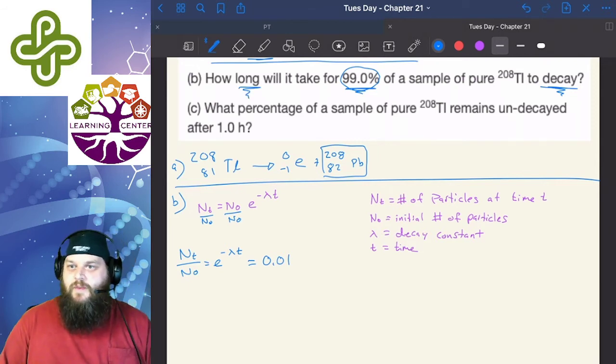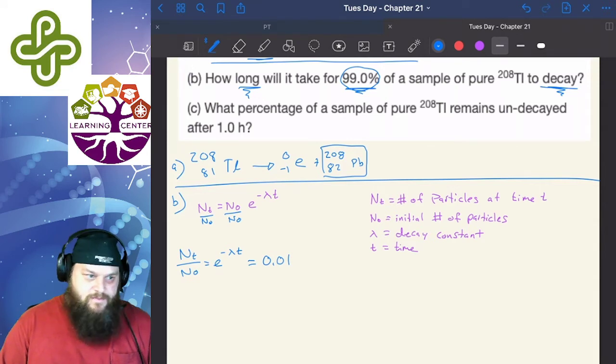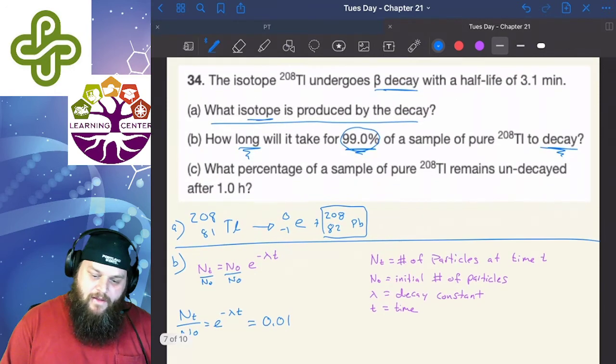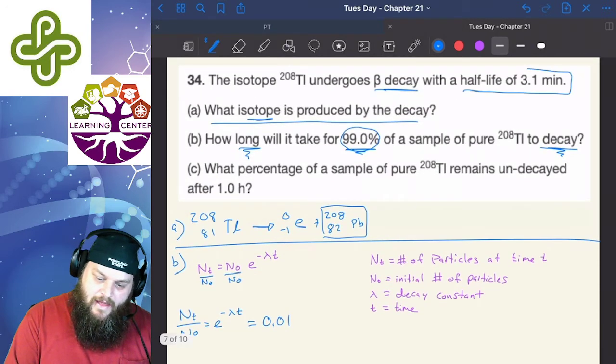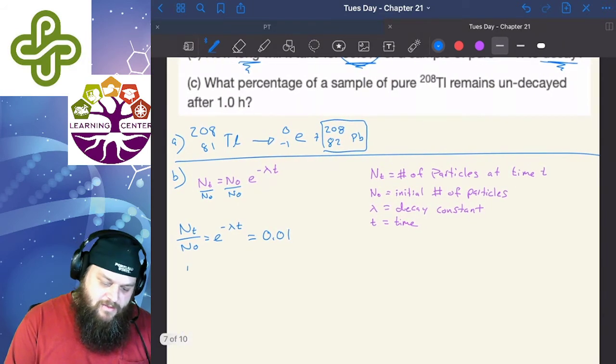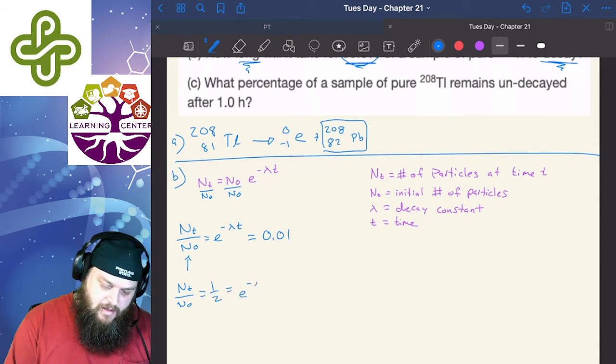So first we have to find what the decay rate is. And to do that, we would have to find its half-life. Now, it tells us the half-life up here. So the half-life is when this ratio, N of t over N naught, is equal to 1/2. And of course, that's still equal to e to the negative lambda t.